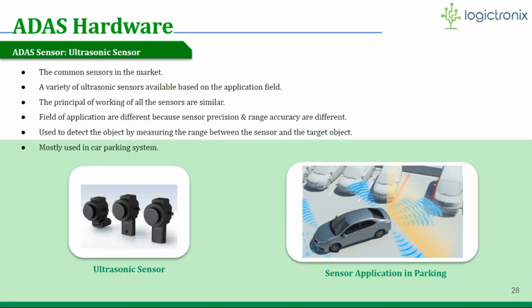Okay, here is the ultrasonic sensor, which is one of the common sensors in the market. There are a wide variety of ultrasonic sensors. However, their principal working mechanisms are similar, but their fields of application are a little different because sensor precision and range accuracy are different. These sensors are used to detect the object by measuring the range between the sensor and the target object. It is mostly used in a car parking system and also in a parking management system.